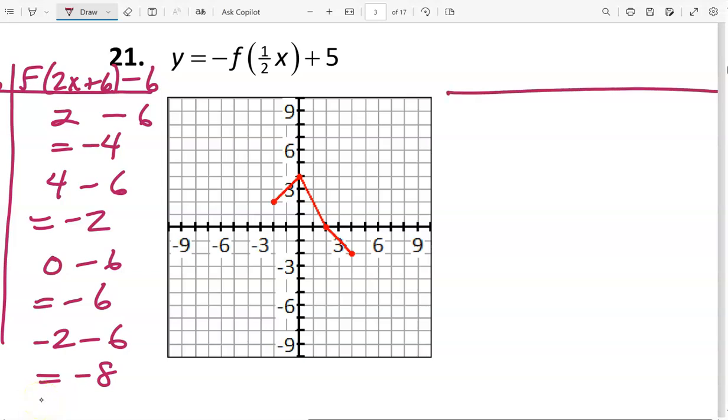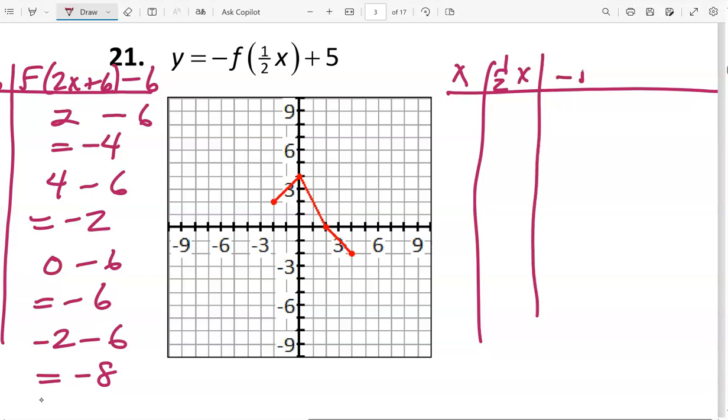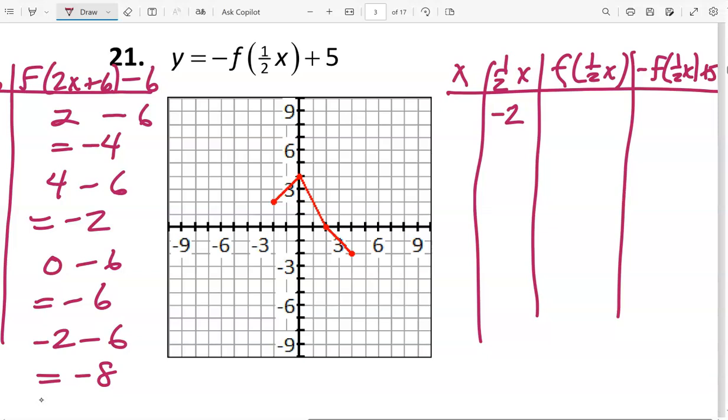In number 21, columns are x, 1/2 x, and then negative f of 1/2 x. And then the final column, negative 1 times f of 1/2 x plus 5. Input and output for the function go here.